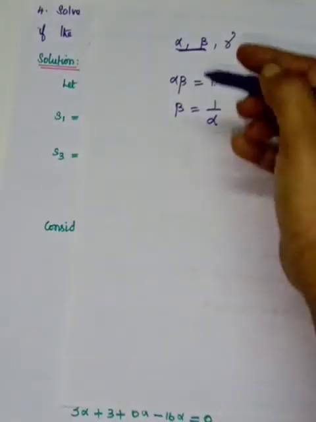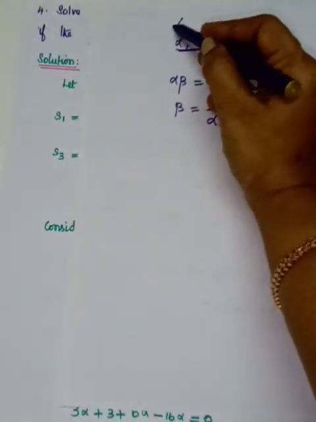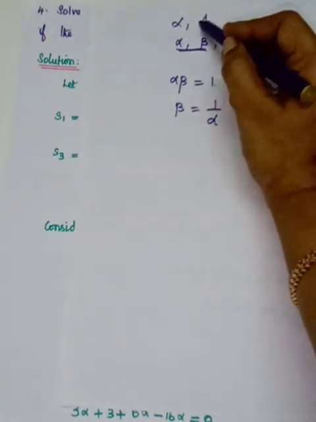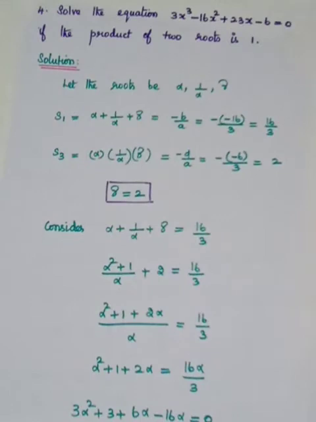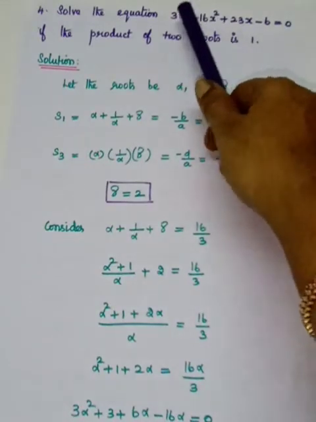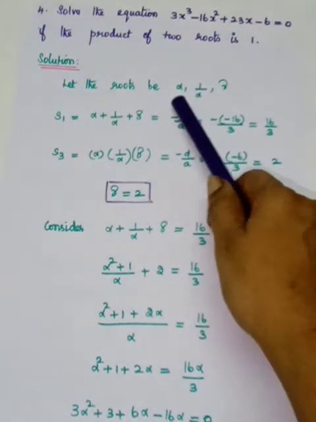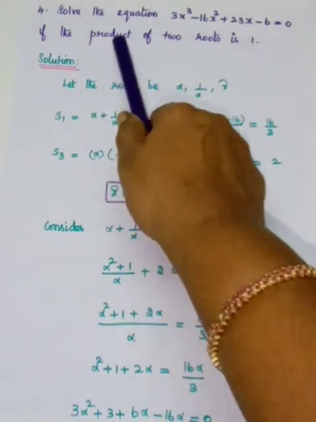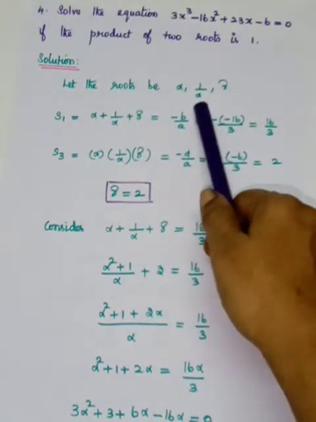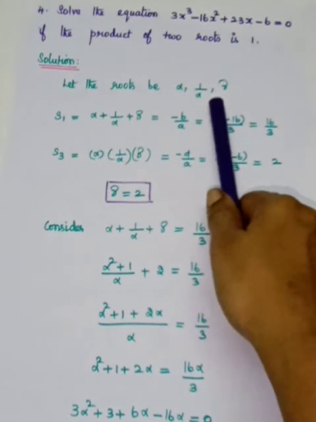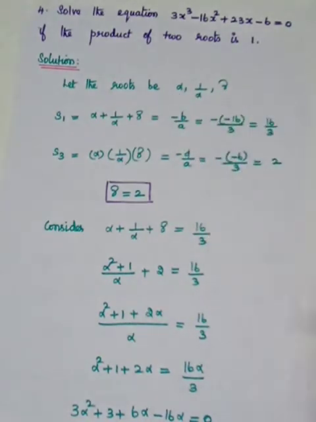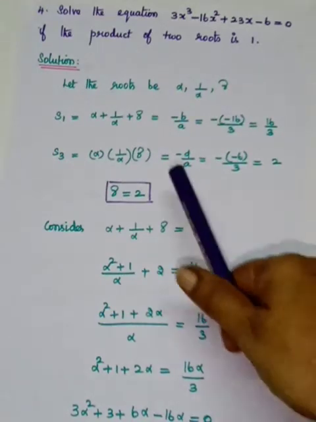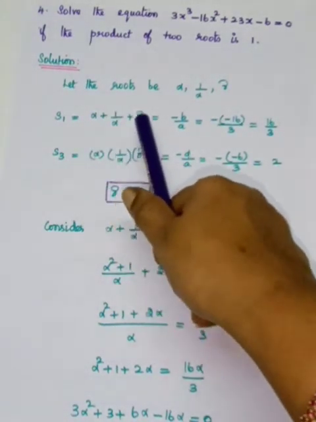Okay, so now the 3 roots are alpha, 1 by alpha and gamma. Because it's a cubic equation, it has 3 roots. One is alpha, and given the result that the product of the 2 roots is 1, the next root is 1 by alpha. The third root is gamma. What you have to do? You have to add all the roots taken one at a time: alpha plus 1 by alpha plus gamma.